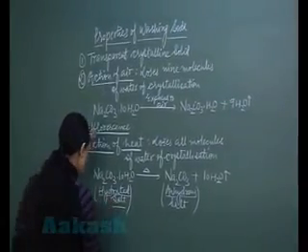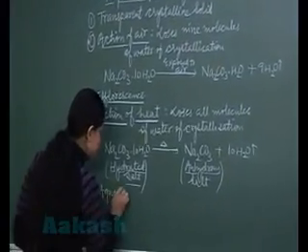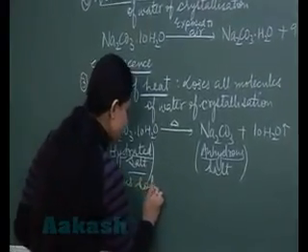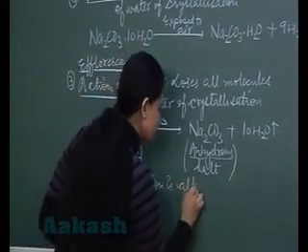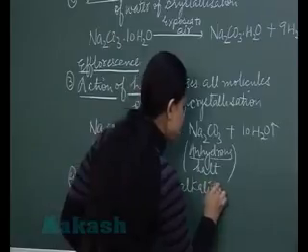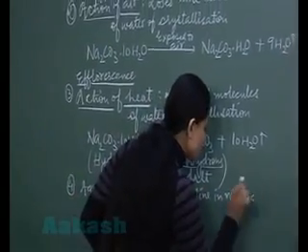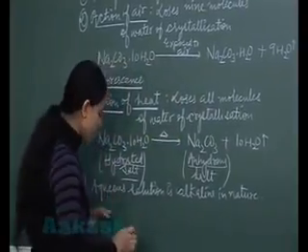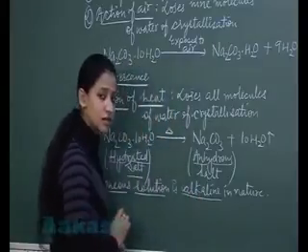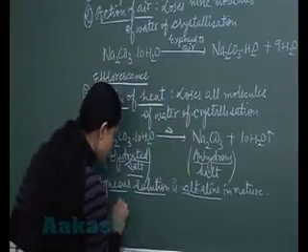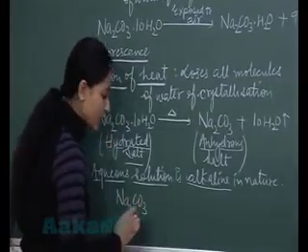Students, the fourth property is that its aqueous solution is alkaline in nature. If it is alkaline in nature, it will change red litmus solution to blue. So students, the aqueous solution of washing soda is alkaline in nature. Let us see how. Students, if we have washing soda, I am writing the anhydrous form, Na2CO3.